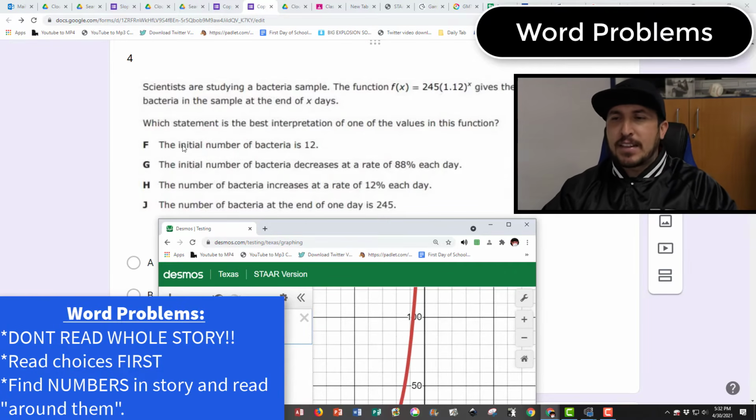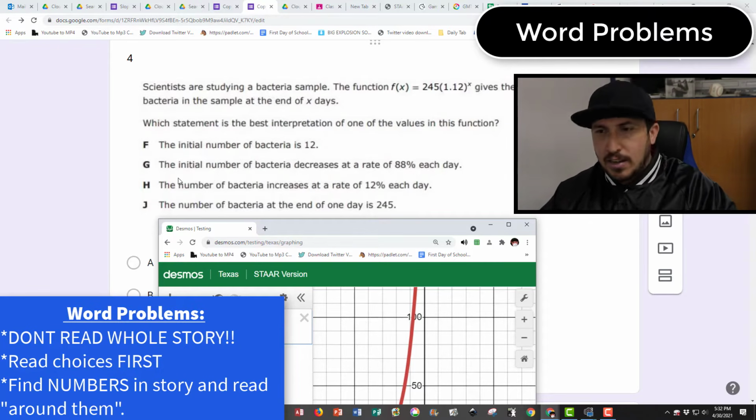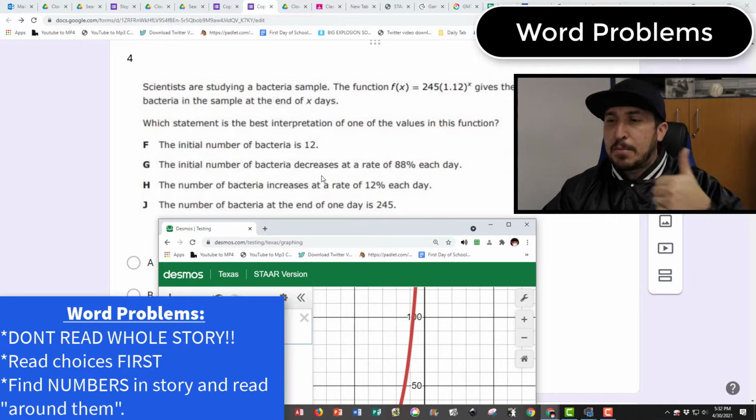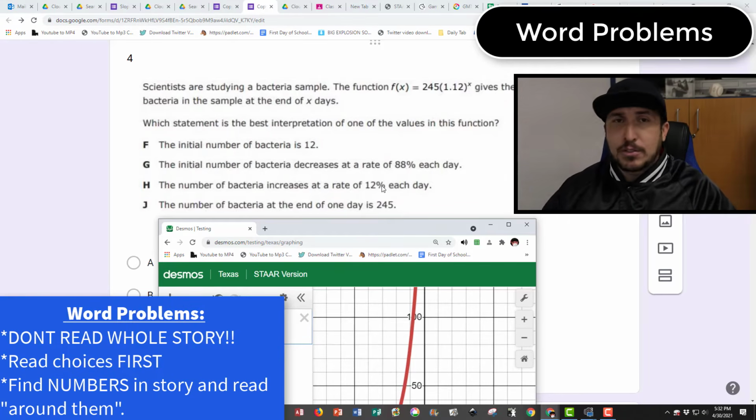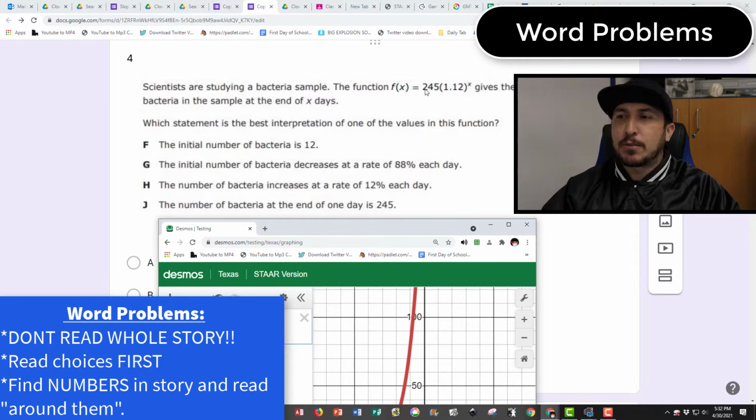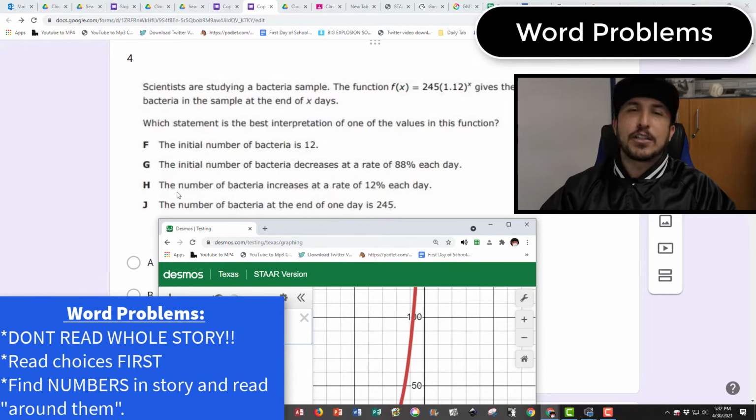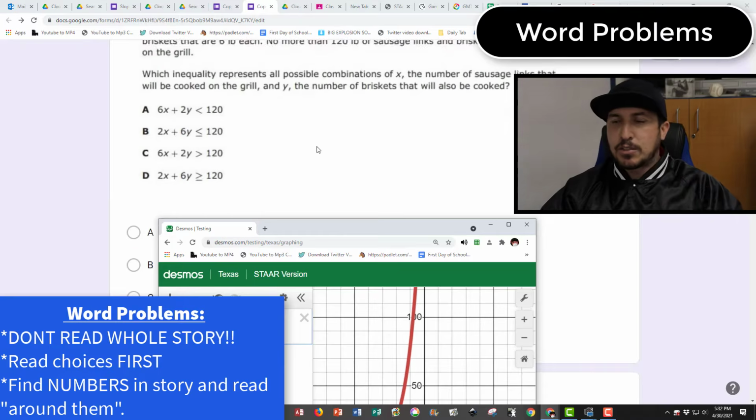F lied to us by saying that the first number is 12. It's not. J lied to us by saying that it's decreasing. It's not. H says increases. I like him. I don't know if the 12% rate is true. Choice J said at the end is 245. Bro, the 245 is at the front. That's the first thing. So he's lying. H is good. I like him. And H actually is the answer. Good job. You're so smart.